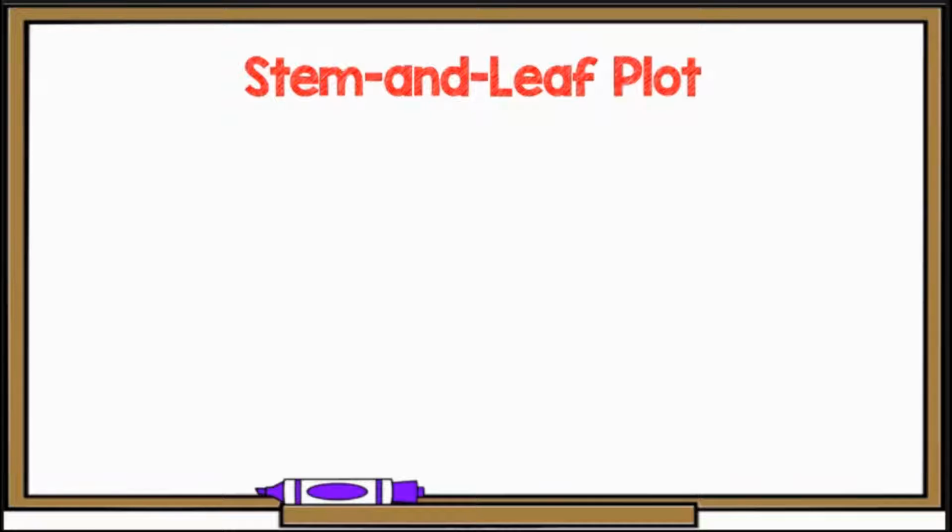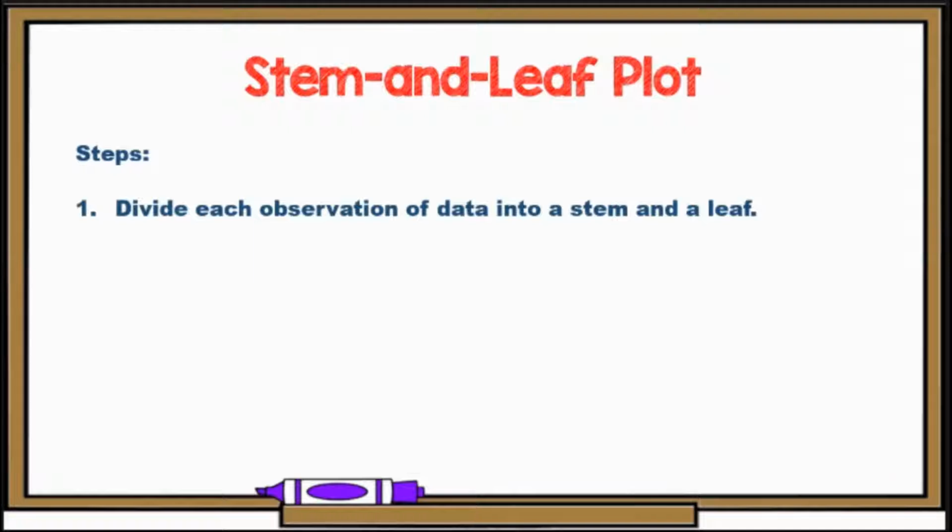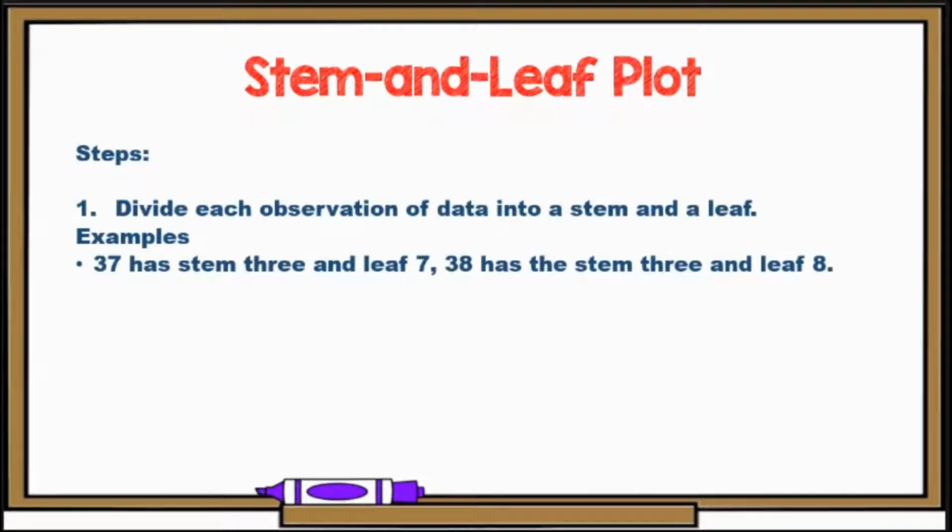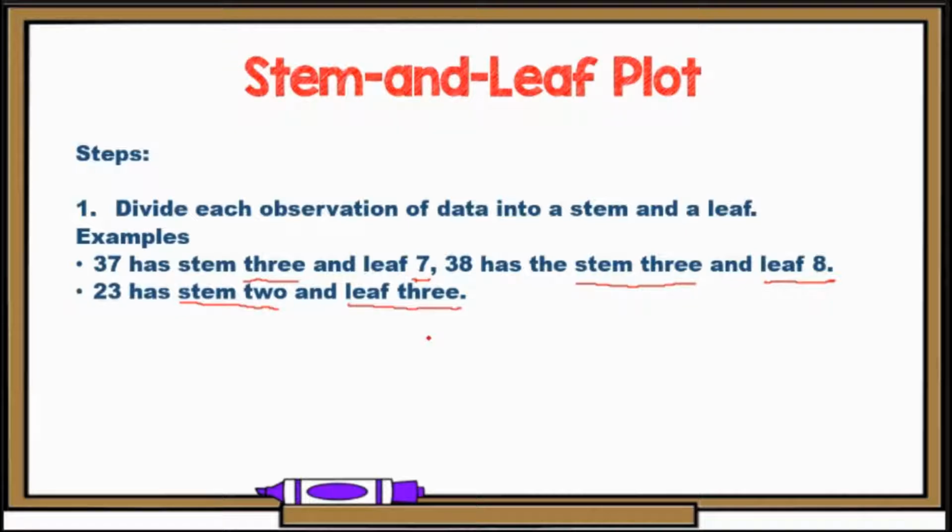So, for the stem and leaf plot, these are the steps that we are going to follow. First, divide each observation of data into a stem and a leaf. For example, 37. The number 37 has the stem 3 and the leaf 7. While for 38, the first digit 3 will be the stem and the leaf is 8, the second digit. For 23, again, the first digit will be the stem, 2, and the leaf will be 3, the second digit.